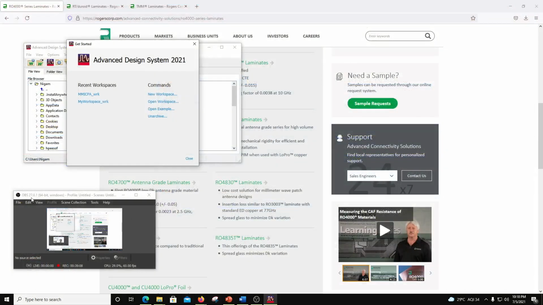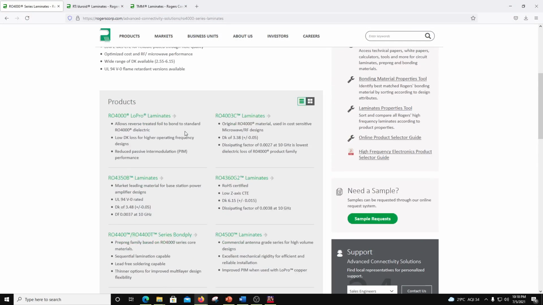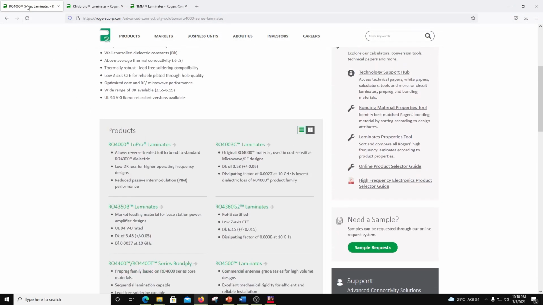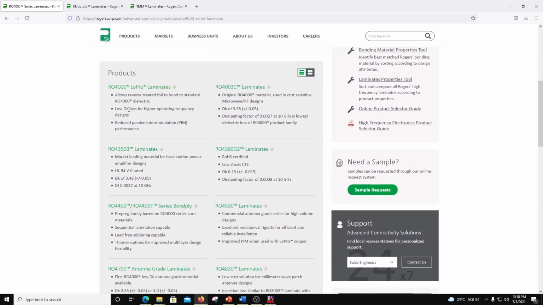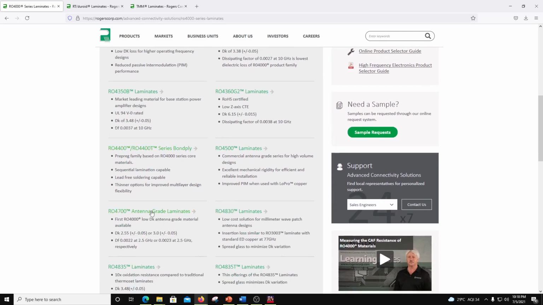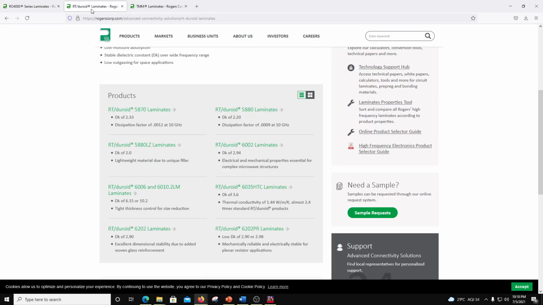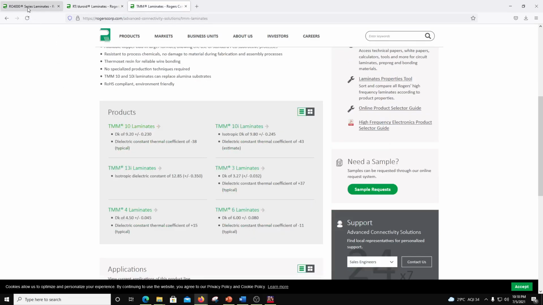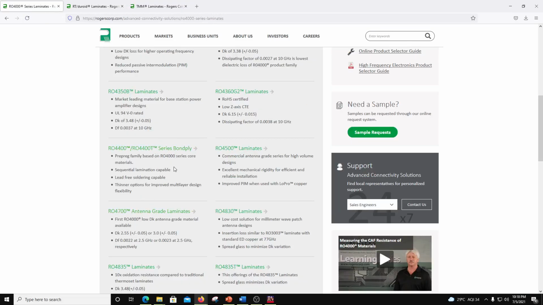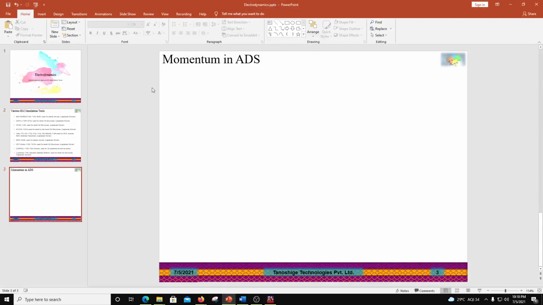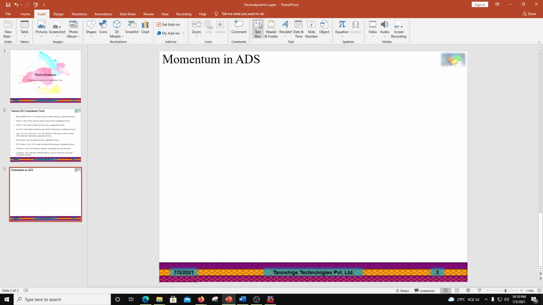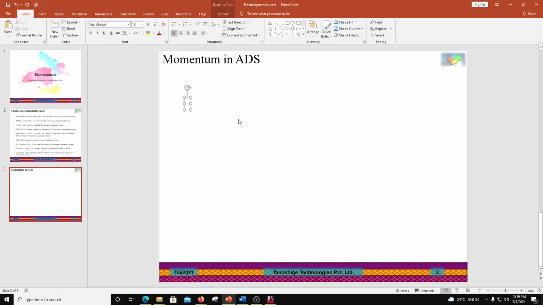Now another thing is you might do layouts on boards, for example from Rogers. This is a 4000 series, and you can find different laminates which suit your application. For example, this 4000 series is close to your FR4 in terms of dielectric constant. What is important here for any dielectric material are the properties of the dielectric material. That's what you need when you do simulation.